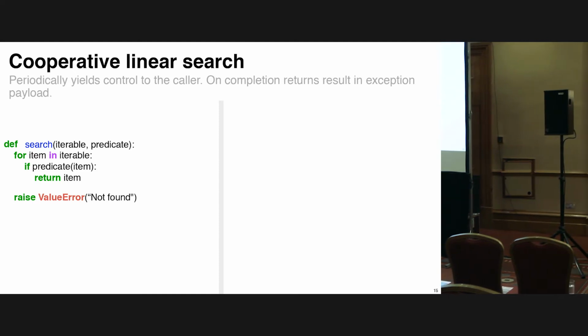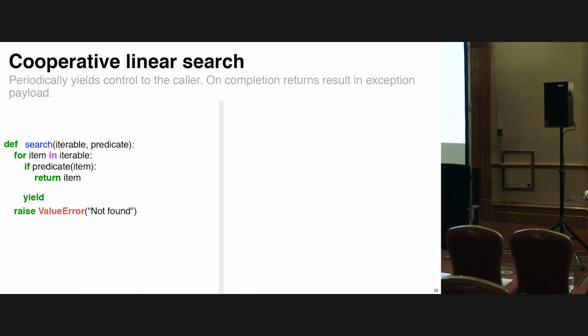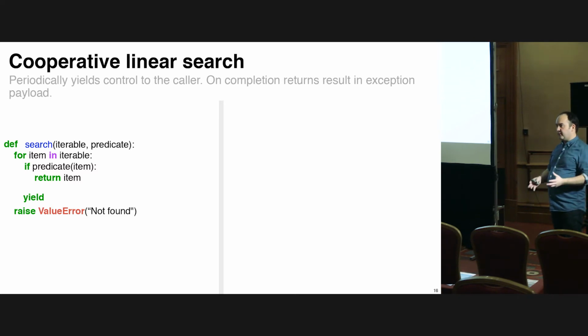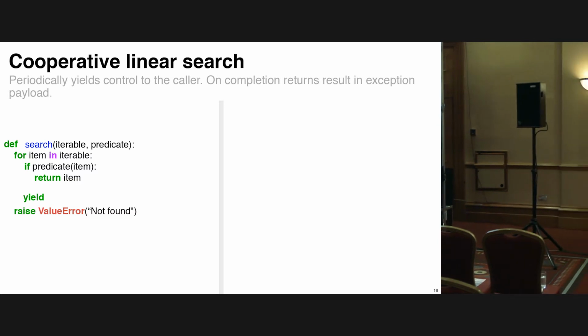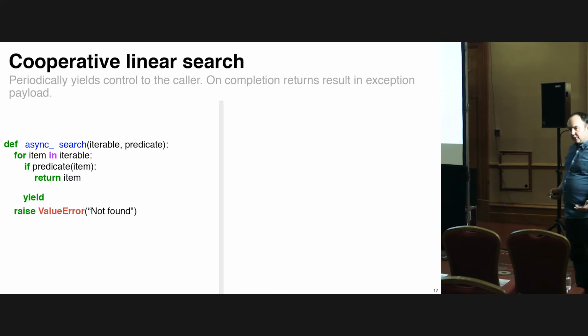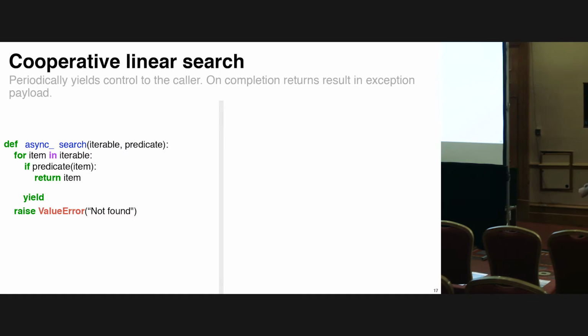So to make it cooperative, what we need to do is just insert the yield keyword here. We don't need to yield anything. In fact, this is shorthand for yield None, in the same way that just return in Python is shorthand for return None. So we're just yielding. It's exactly the same function otherwise. And just to remind us that it's a different beast now, we're going to give it a different name. I'm going to call it async_search. Okay? So let's see how async_search behaves.